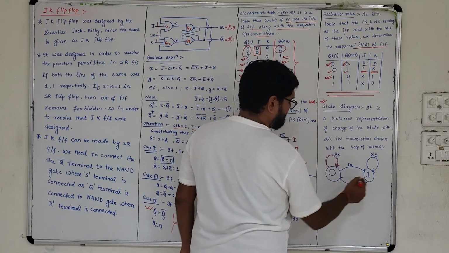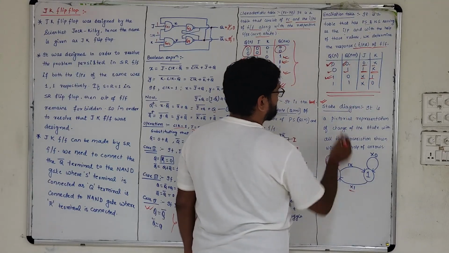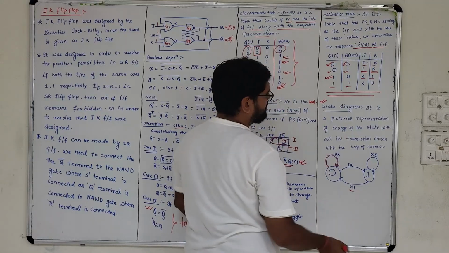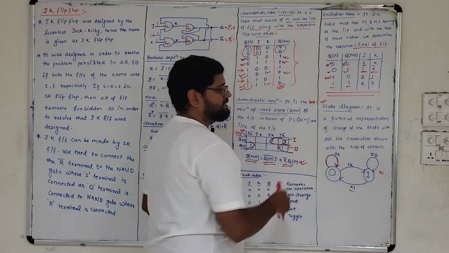Then 1 to 0, if I am coming back from 1 to 0, we are getting x1. And if we are remaining at 1 to 1, we are having x0. So this is the value. So this is all about the state diagram.